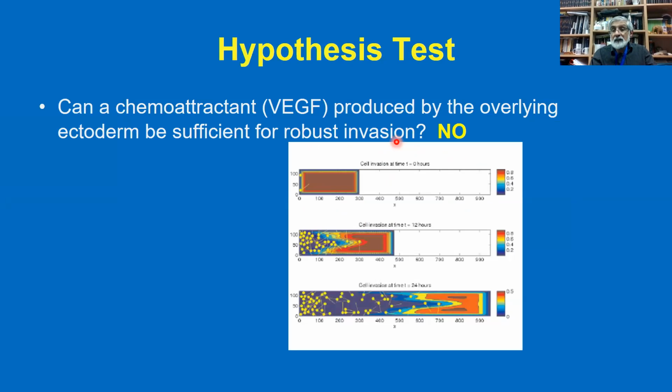And then what we find is that that verbal model doesn't work. So here we have the domain, and as the domain grows, what we find is that because the gradient created by the cells is local, we actually get a pulse of cells moving, and these cells get left behind. So we don't get the coherent movement.